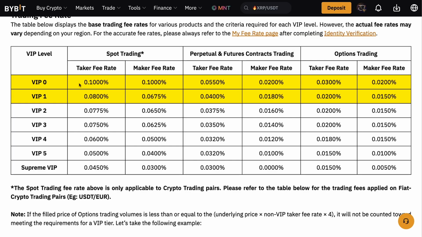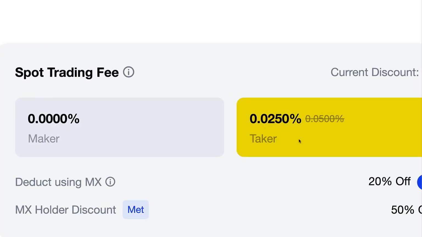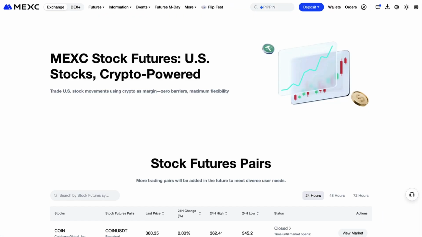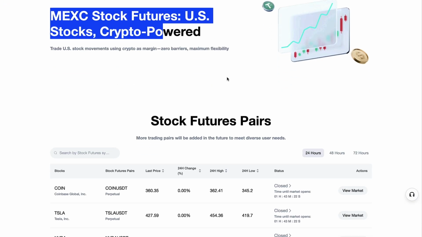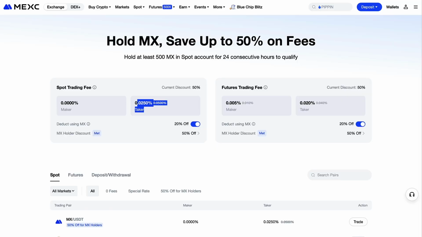Even on spot you can see 0.1 is the typical. Meanwhile on MEXC, maker is 0 and taker is 4 times smaller than on Bybit. And nowadays MEXC also provides MEXC stock futures for those of you who want to trade it, and they are adding more products regularly. So you know this, that MEXC has multiple benefits compared to Bybit.